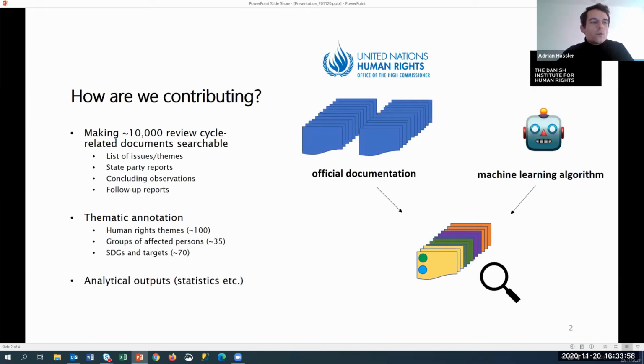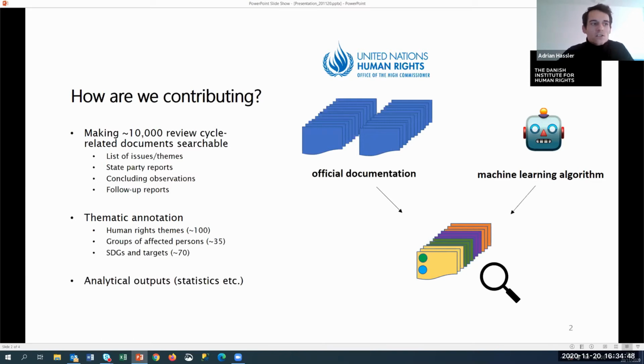So we are working with the Danish Institute for Human Rights as part of the impact study here. The institute has developed some very exciting tools using machine learning to both make documents accessible and then thematically label them. So this is what we will be doing. We are trying to read in all of these PDF documents, which will make them searchable, and then we will use an algorithm to basically index them against a number of human rights topics, groups of affected persons, and so on. And the idea is that that will make the material much more accessible for research.